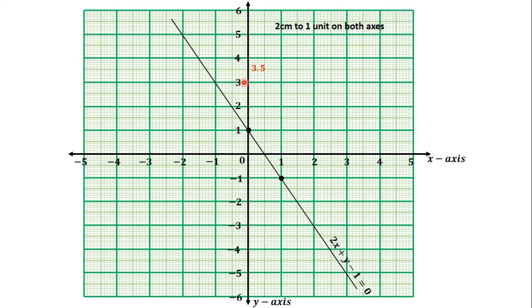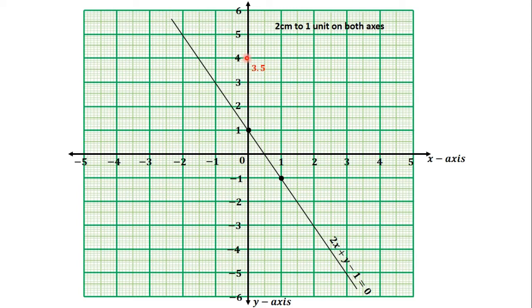Between 3 and 4, we have 10 divisions. The scale is 2 centimeters to 1 unit. So between 3 and 4, you have 1 unit and 10 divisions. If you want each division, we divide 1 by 10, and that will give us 0.1. So on the y-axis, each division is 0.1. We are using the same scale on the x-axis also. So it means that on the x-axis, each division is 0.1.